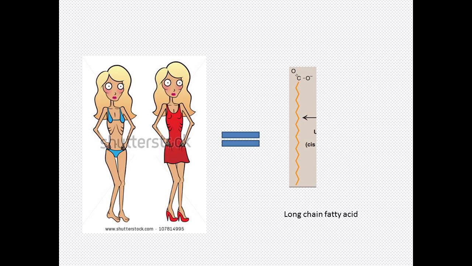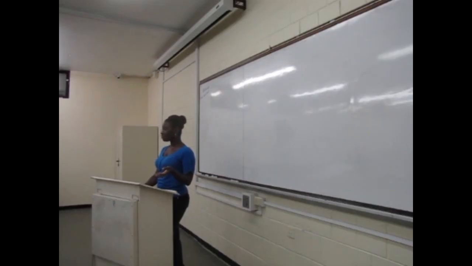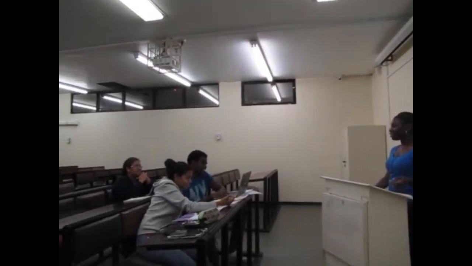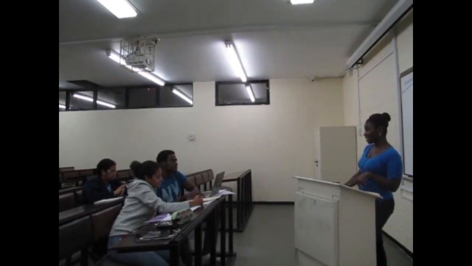Now after a long chain fatty acid enters the cell, it is converted in the cytosol to its CoA derivative by the enzyme. Anyone else? No. Does it have to do something with long chain? Yes. Okay, well, I don't know the rest. Well, the enzyme is the long chain fatty acid CoA synthetase, also known as thiokinase.